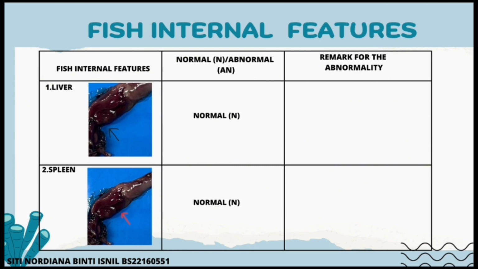Next up is the spleen. The spleen in fish serves multiple functions, including immune response, blood filtration, and storage of red blood cells. A healthy spleen contributes to the overall well-being and immune competence of the fish. Our specimen shows a spleen that is normal and functioning optimally.